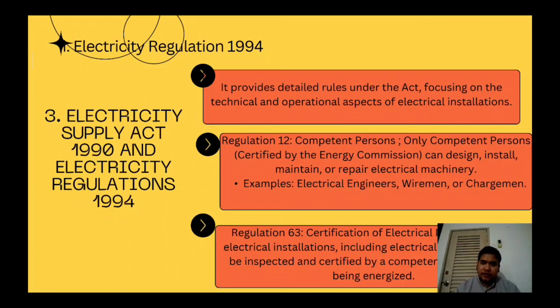Under the Electricity Regulations 1994, it provides detailed rules under the Act, focusing on the technical and operational aspects of electrical installations. Regulation 12, competent persons: only competent persons certified by the Energy Commission can design, install, maintain or repair electrical machinery. Examples are electrical engineers, wiremen and chargemen. Under Regulation 63, certification of electrical installations: all electrical installations, including electrical machinery, must be inspected and certified by a competent person before being energized.